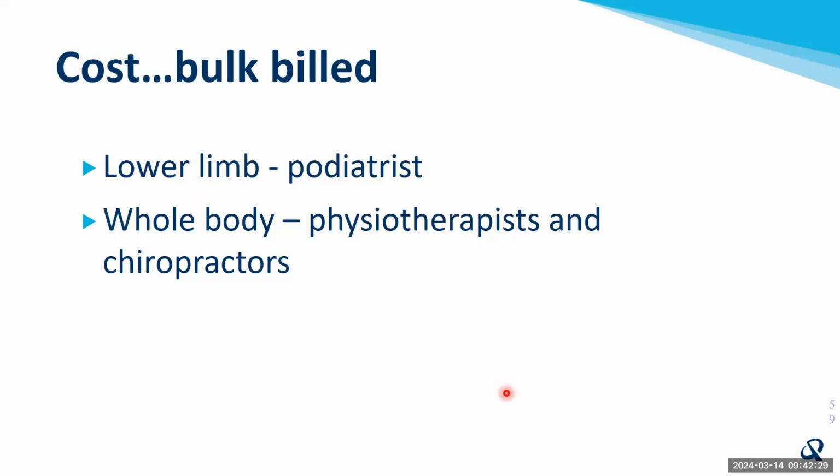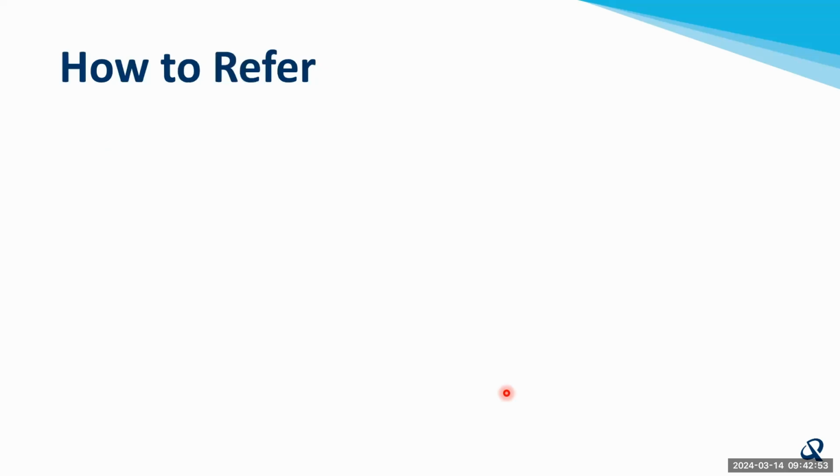So the cost to the patient is minimal with EOS. So for specialists and GP referrers, it's bulk billed. For podiatrists, lower limb is bulk billed. And then for physiotherapists and chiropractors, the whole examination is bulk billed. And I think they can have one per year. So that's pretty good. So low dose and no cost to the patient.